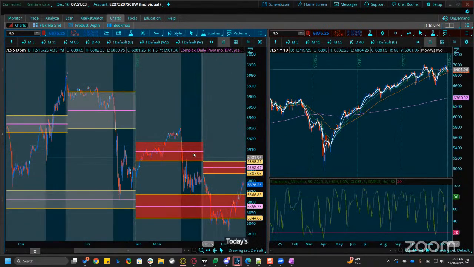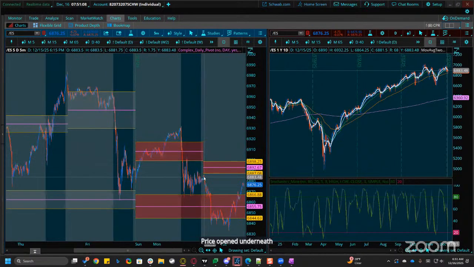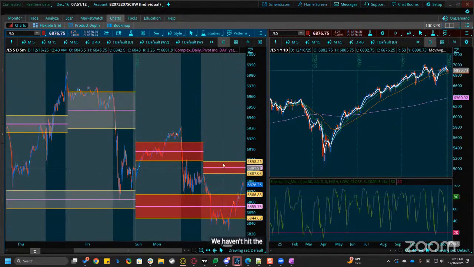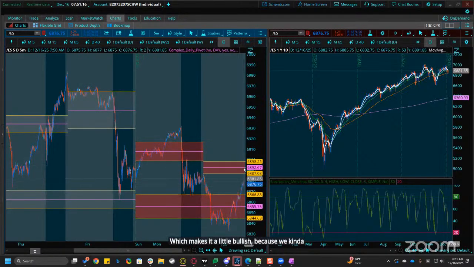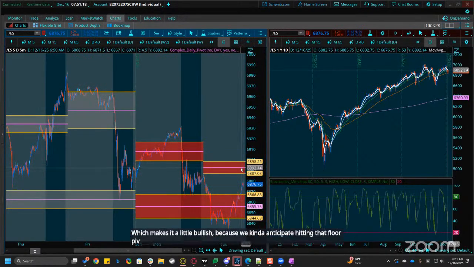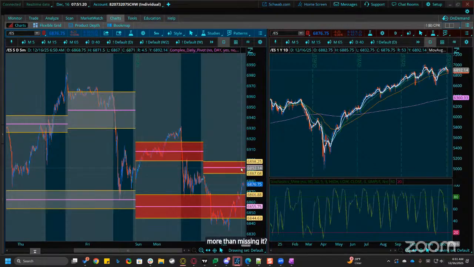Today's floor pivot is lower than yesterday. That's bearish. Price opened underneath it, and that's also bearish. We haven't hit the pivot today, which makes it a little bullish because we kind of anticipate hitting that floor pivot more than missing it. It is a missed daily pivot only by tomorrow, right?